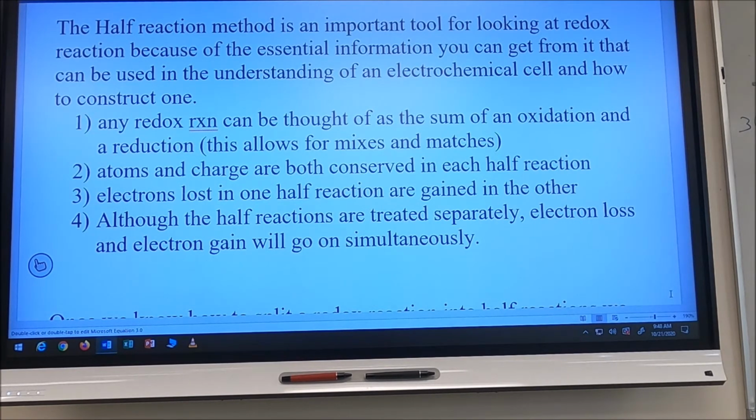Atoms and charges on both sides of an electrochemical cell in both half reactions have to be conserved. Electrons lost in one half reaction are gained in the other half reaction. And although the half reactions are treated as separate entities, the electron loss and gain goes on simultaneously. Okay?